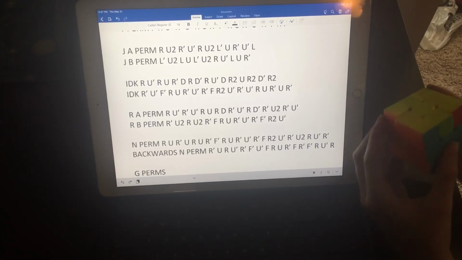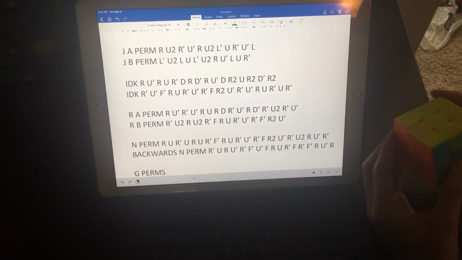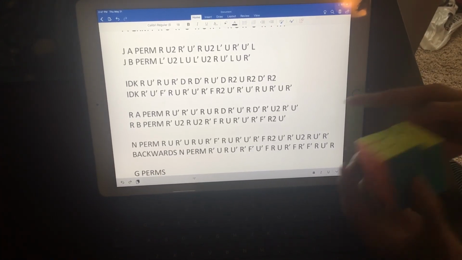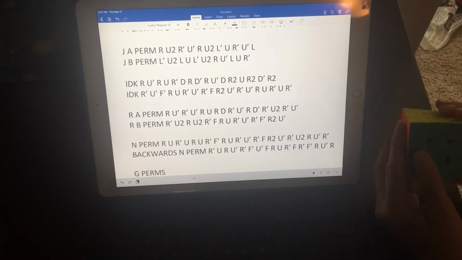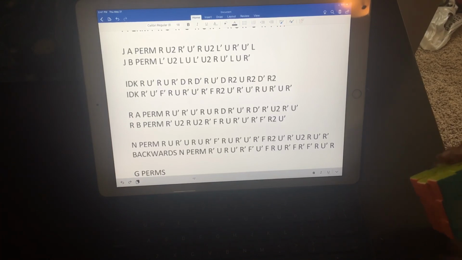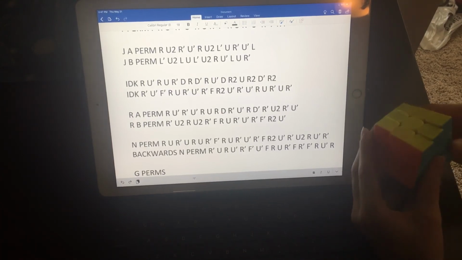So it's just like a T perm, but at the end, you make a different turn. So you do that algorithm, you see this. Now the RA perm. Let's see. RA perm would be like this.